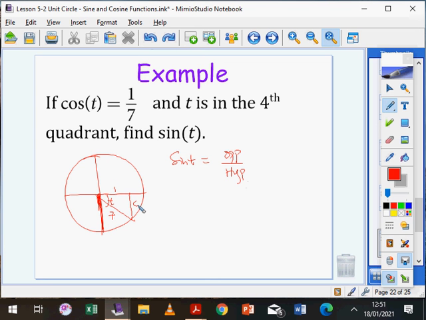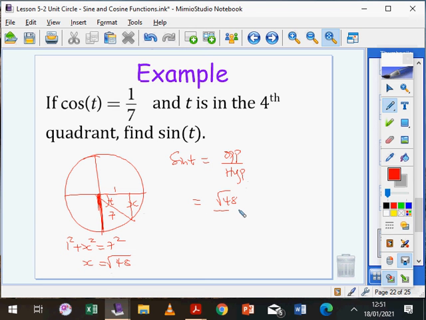That means x alone is the square root of 49 minus 1, which is the square root of 48. So my sine of t will be square root of 48 divided by the hypotenuse, which is 7. Is it positive or negative? I hope you can see that it is negative because it is in the fourth quadrant, in which sine is negative.